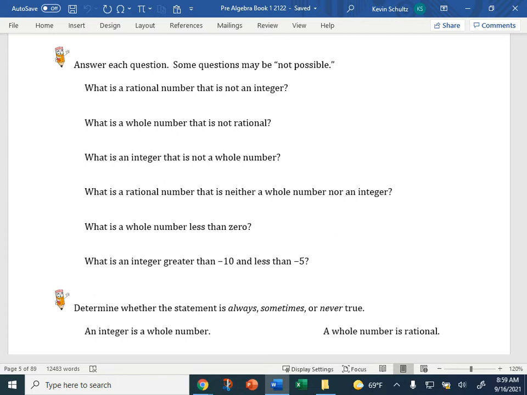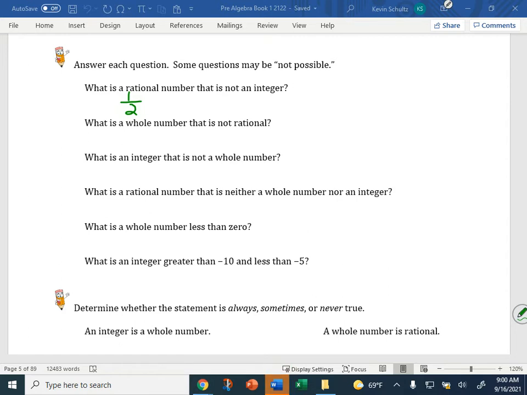What is a rational number that is not an integer? There's obviously more than one answer for this. There are lots of rationals that are not integers, but what's an example? 4/8. I'm just going to reduce that to 1/2. Okay. Why is 1/2 rational? Because it's a fraction. Why is it not an integer? Because it's a fraction, right? So that would be a sample answer that you could have.